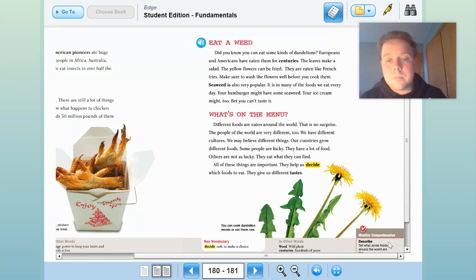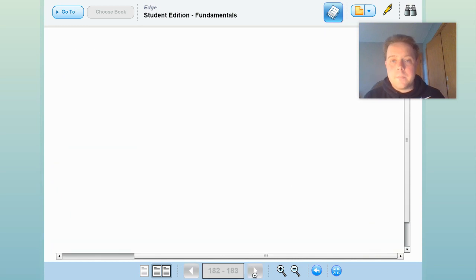What's on the menu? Different foods are eaten around the world. That is no surprise. The people of the world are very different too. We have different cultures. We may believe different things. Our countries grow different foods. Some people are lucky, they have a lot of food. Others are not as lucky. They eat what they can find. All of these things are important. They help us decide which foods to eat. They give us different tastes.